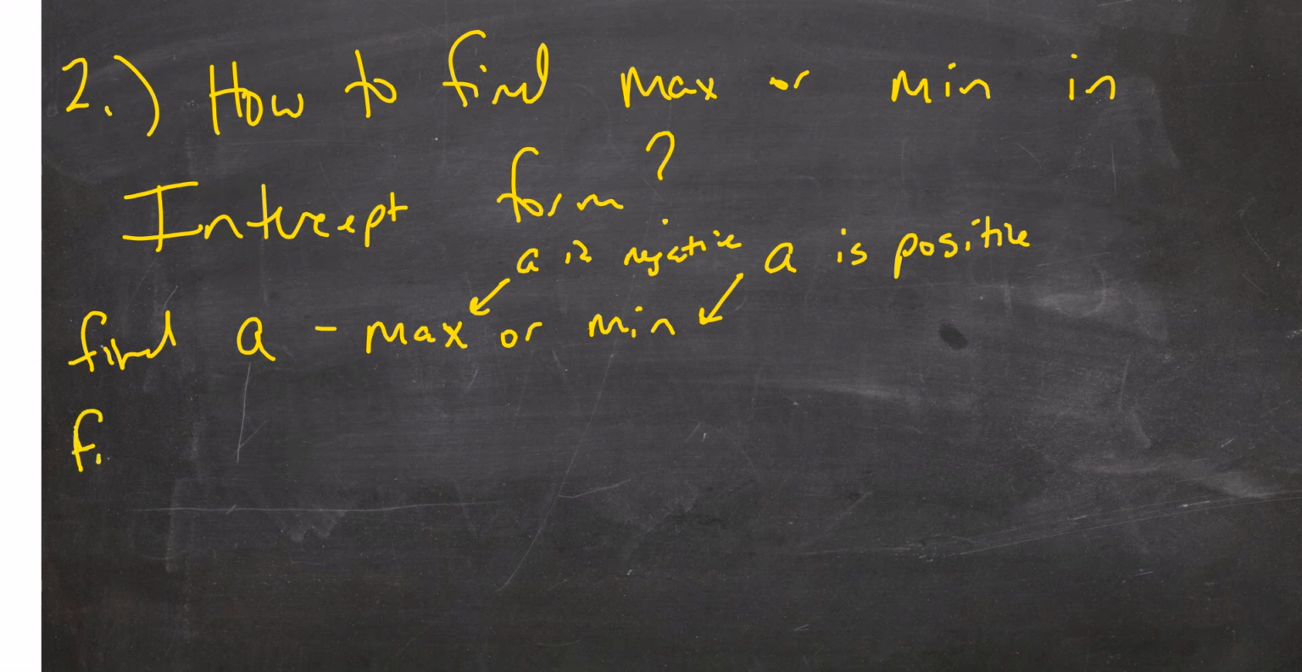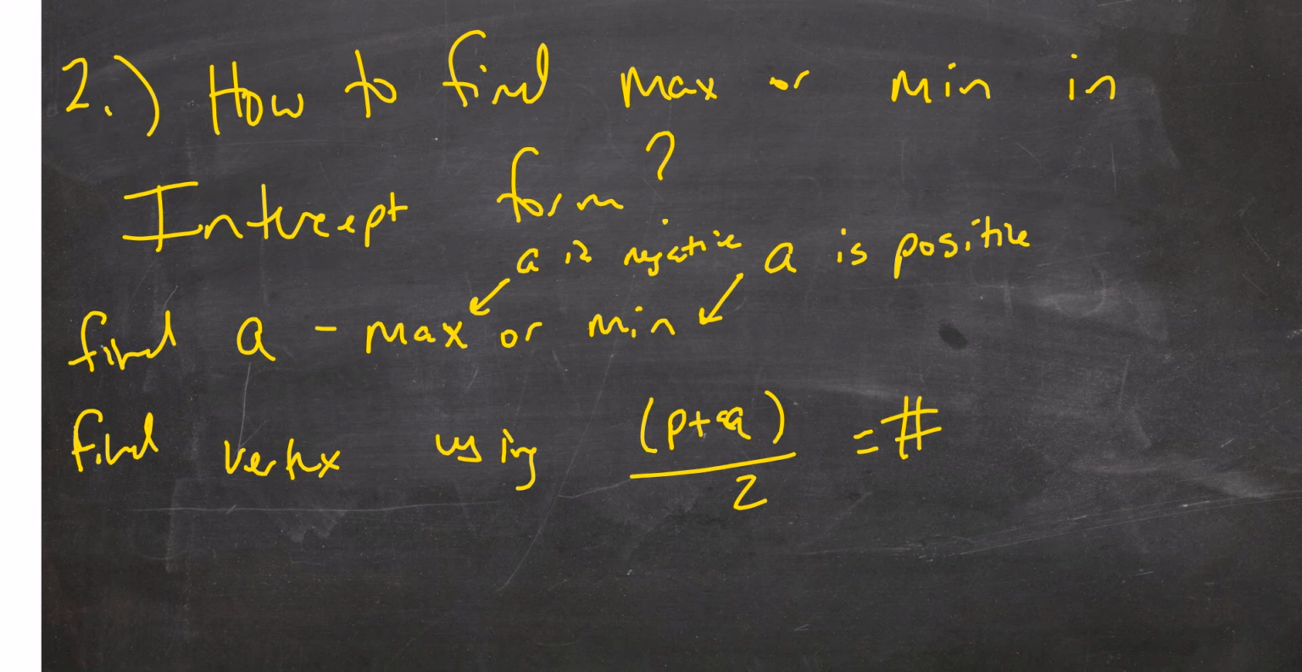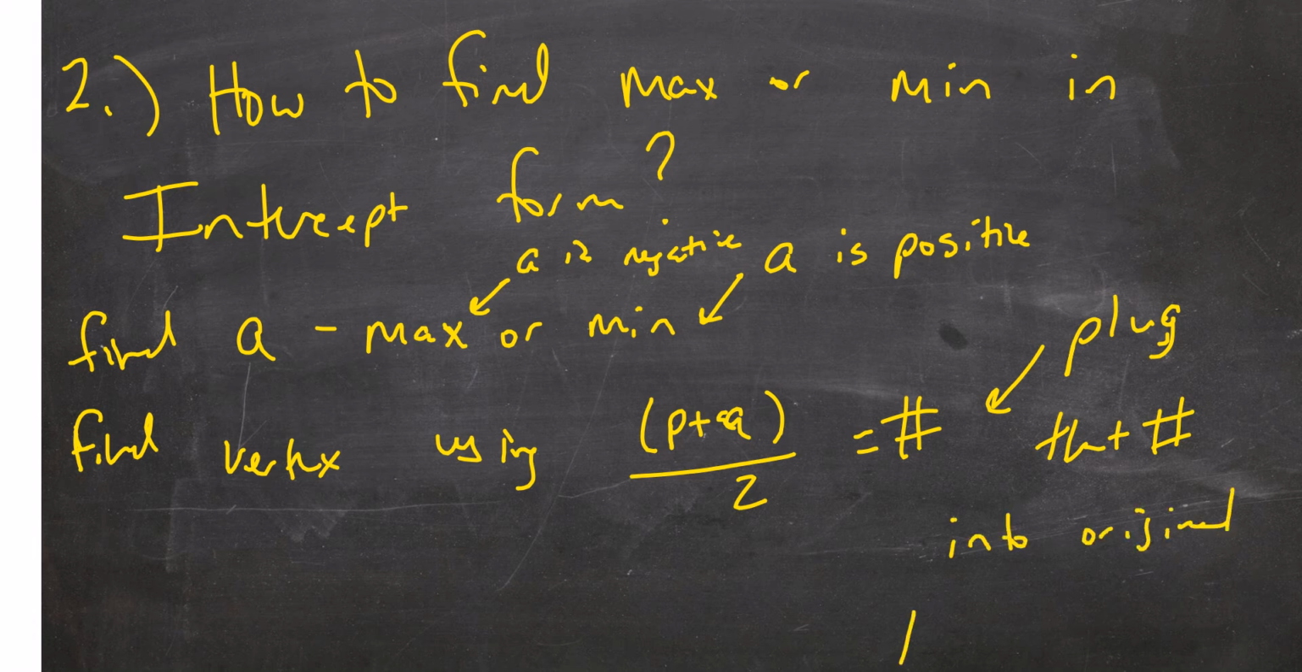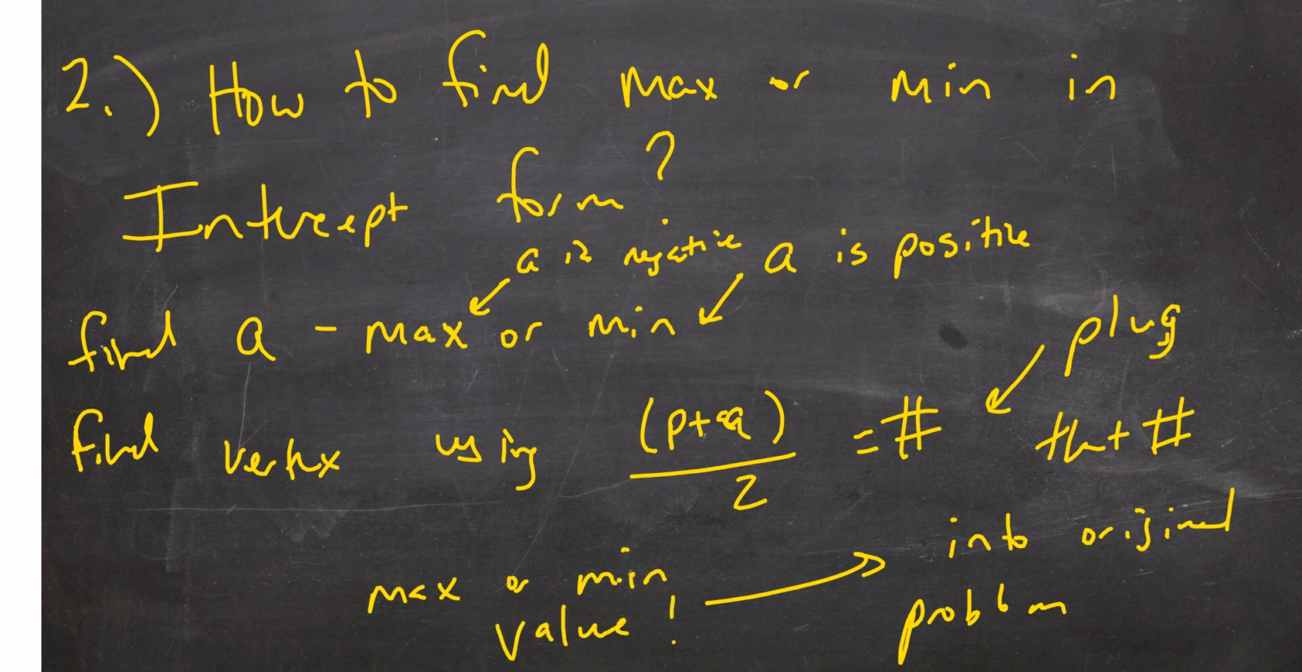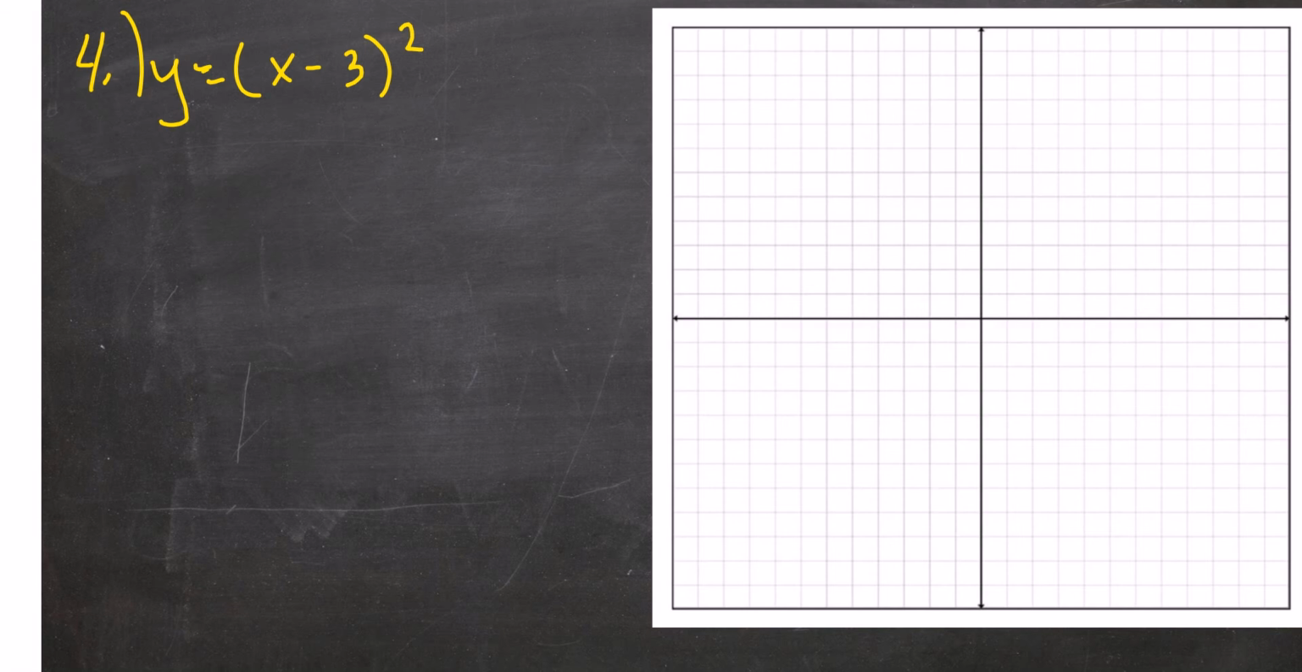Then you're going to have to find the vertex. You're going to be using P plus Q all over 2. That's going to be some number. You're going to plug that number into the original problem. Whatever that comes out to is the value. So that's going to be your max or min value. And that's it.